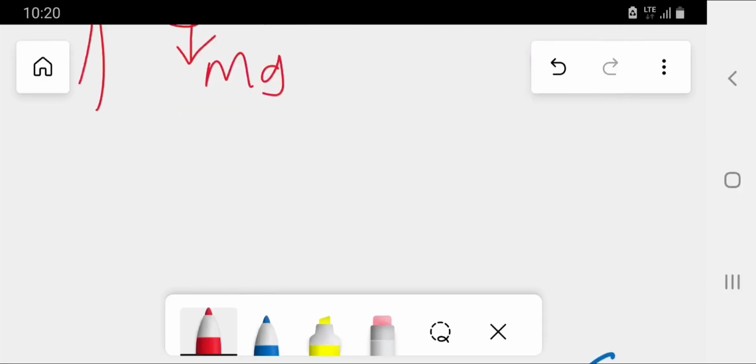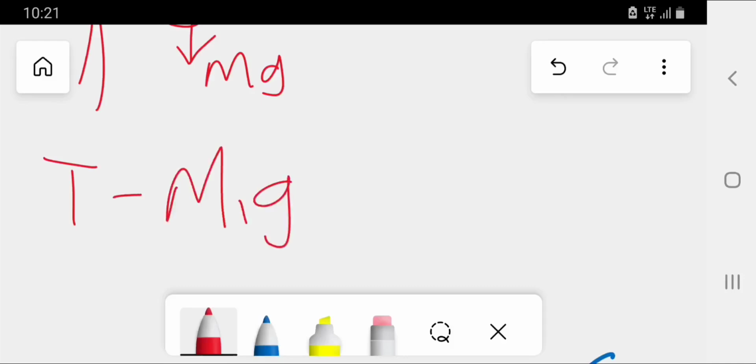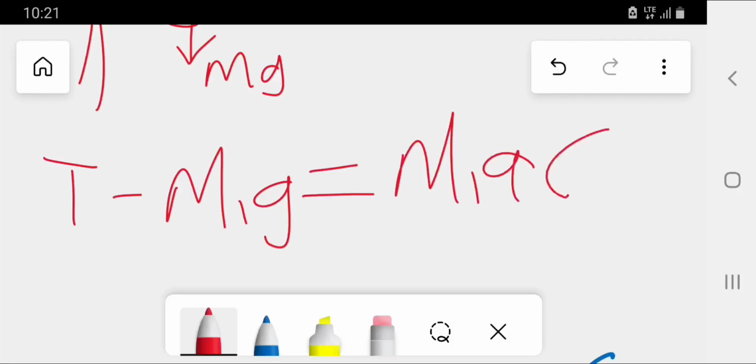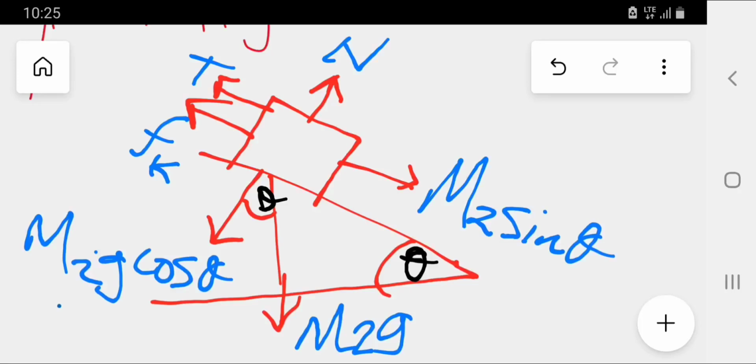So we know that as this object was moving, we had tension, and this tension was the one pulling against the pull of gravity, or rather was the one pulling the weight. So tension is going to pull out the weight. Weight is mass 1 times gravity, being equal to mass 1 times acceleration. So this one becomes our equation number 1.